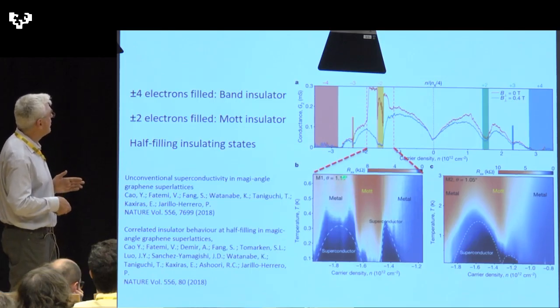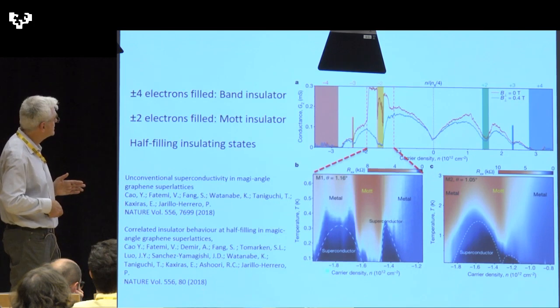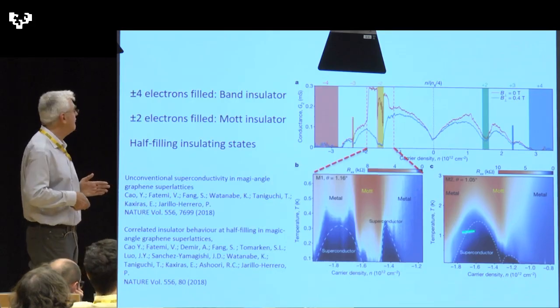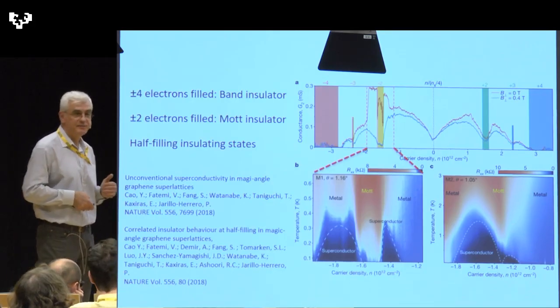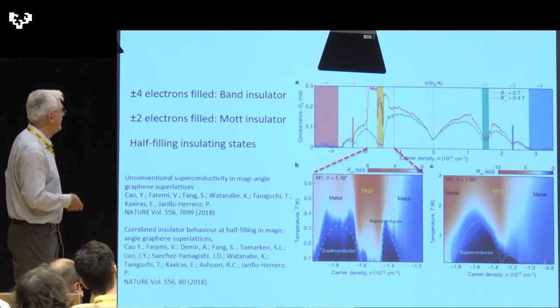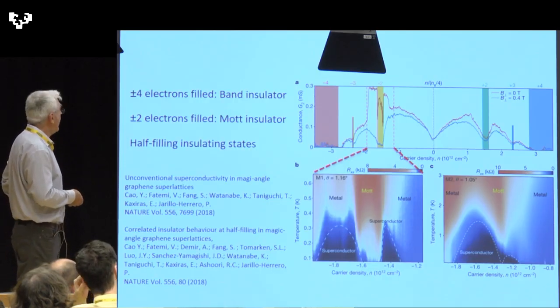This is at 1.16 degrees of twist. This is at 1.06 degrees of twist. The scales are a little bit different, so here is where you get the highest superconducting temperature, roughly 1.5 degrees or so. So this was all quite exciting, and it generated a lot of interest in this system.